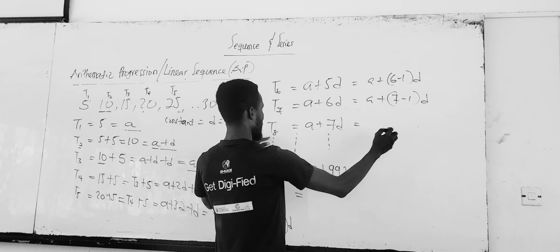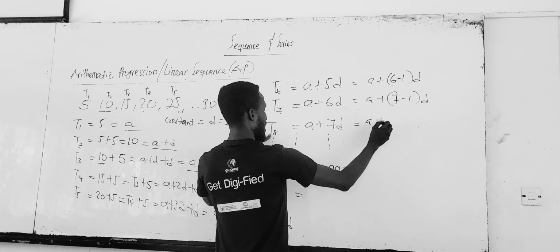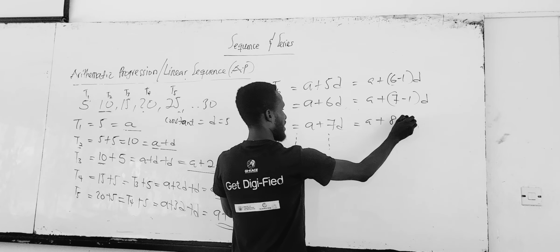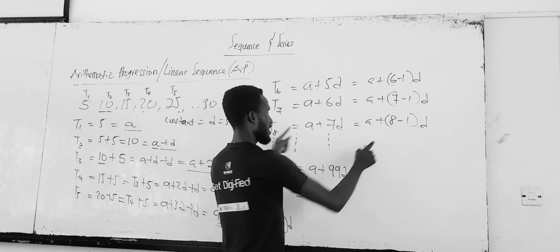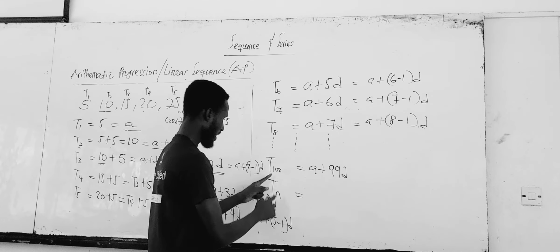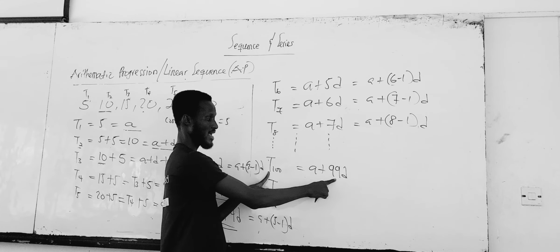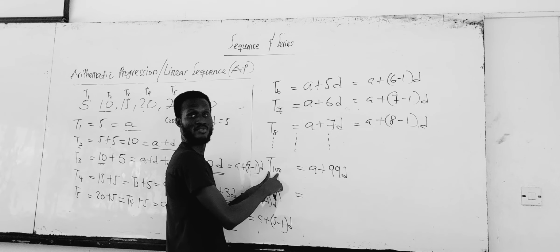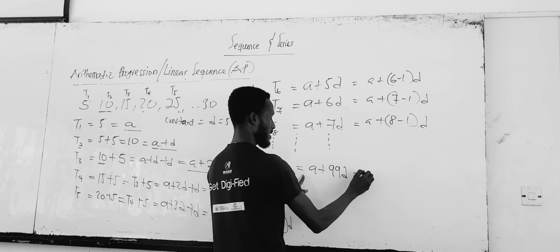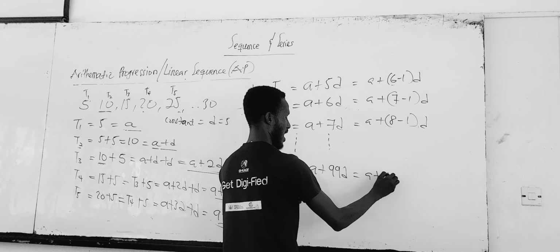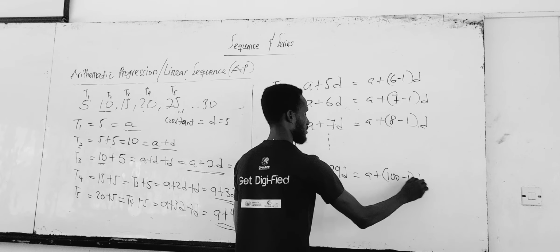Now what about this one? This one is 8, which means a plus what? 8 minus 1 what? D. So 8 minus 1 will give us 7, the same thing. Now what about 100? Here is 99, meaning we subtracted 1 from the 100. So which means that it is a plus what? 100 minus 1 what? D.